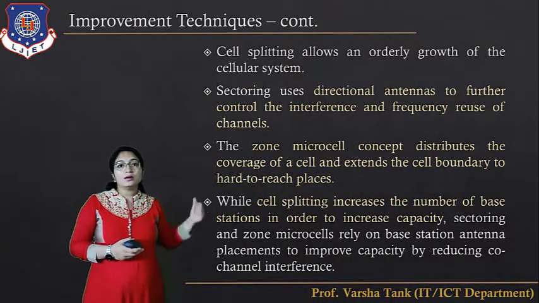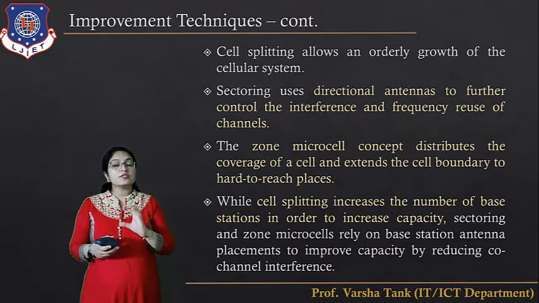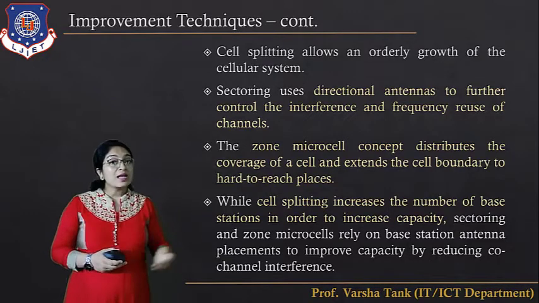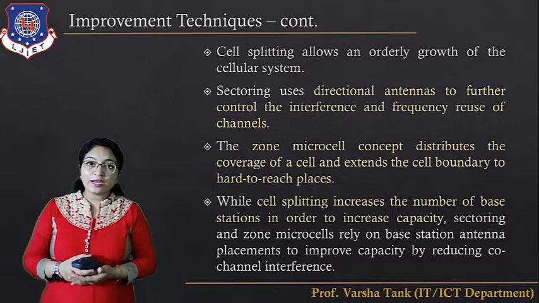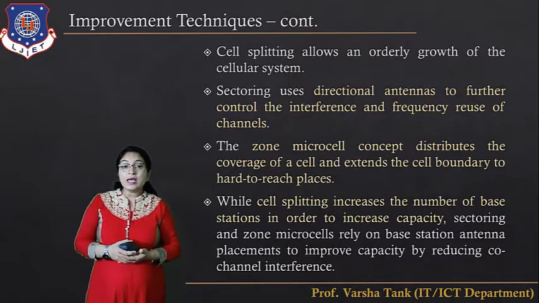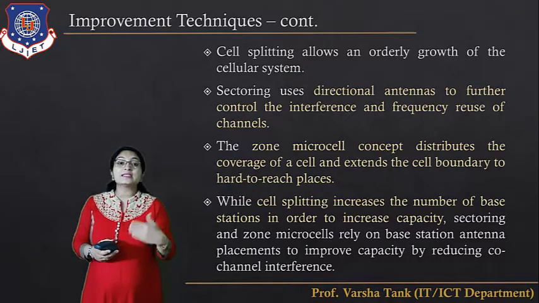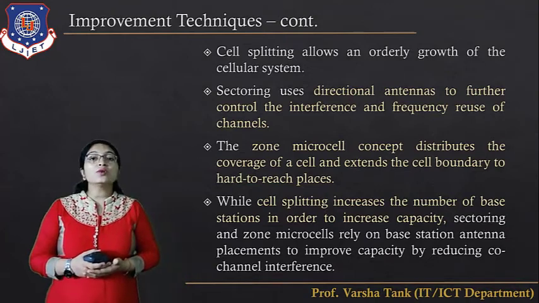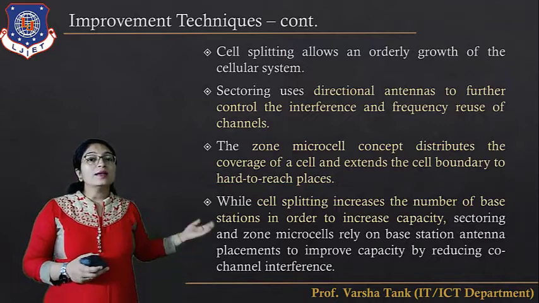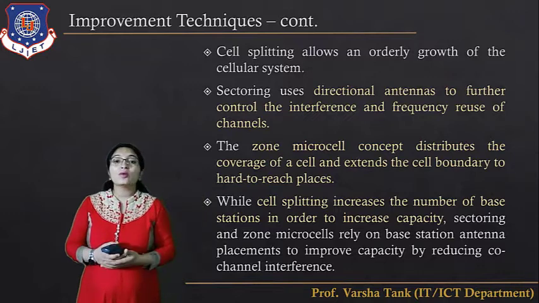Cell splitting allows an orderly growth of the cellular system. Cell splitting means you are splitting the cells. Then sectoring uses directional antennas to further control interference and the frequency reuse channels. And the zone microcell concept distributes the coverage of the cell and extends the cell boundary to hard-to-reach places. At places where we cannot reach, we can use this microcell zone concept to reach those places.